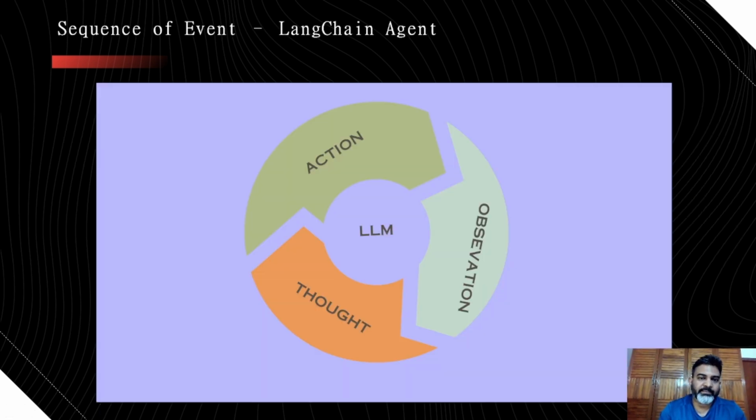Now this LangChain agent actually has 3 different phases. One is action, one is observation, and one is thought. We will be checking this after our coding part.